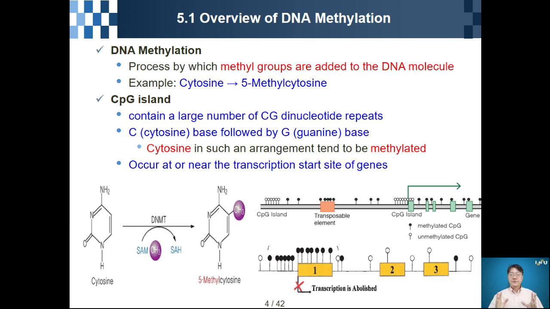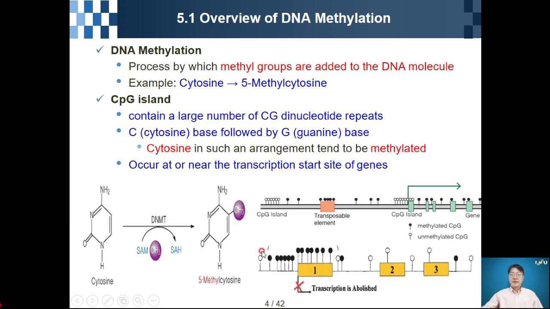We also have to know the concept of the CpG island, because CpG islands contain a large number of CG dinucleotide repeats. It means a cytosine base followed by a guanine base: CG, CG, CG. In such an arrangement, the cytosine tends to be methylated. So this is the CpG island in the genome.